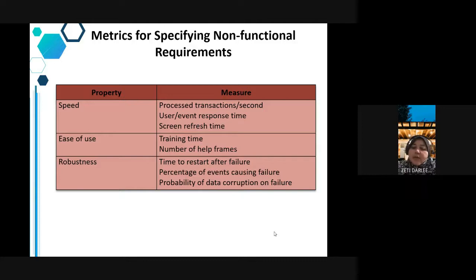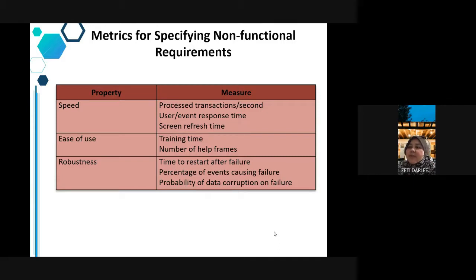Tapi bergantung juga pada struktur kita, accessibility berapa banyak kan. So that's why dia akan jadi lama kalau lambat kalau people access at the same time. Ease of use kita refer kepada training time 4 hours, 8 hours ataupun 16 hours, 12 hours. So kita based on time. Okay. Number of help frames also is a unit measurement for ease of use.